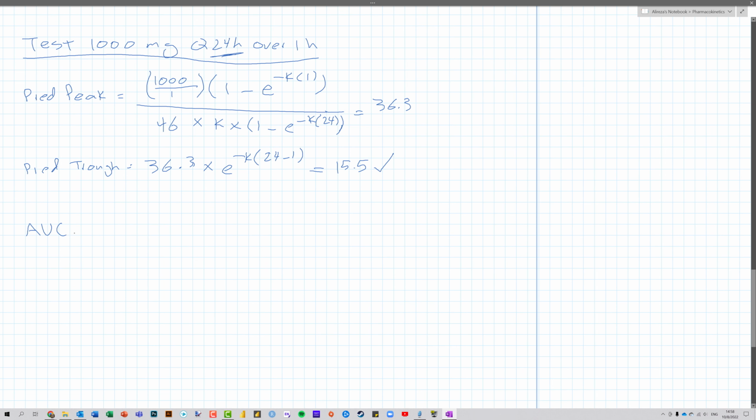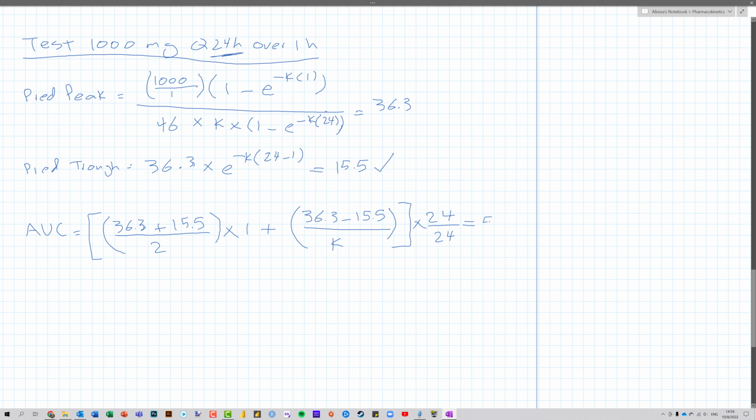So when calculating AUC, use the trapezoidal rule equation. So this is essentially your predicted peak, which is 36.3, plus predicted trough, which is 15.5, divided by 2. And this whole thing will be multiplied by time of infusion, which is 1 in this case. And that's plus the difference between peak and trough, which is 36.3 minus 15.5, divided by your k. And then you multiply it by essentially 24 minus your tau. In this case, tau is 24, so you only get one peak. So that makes the math a little easier.